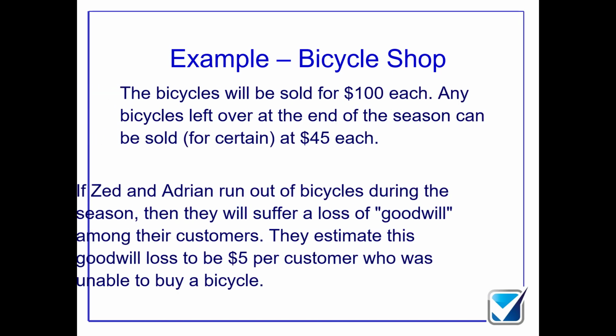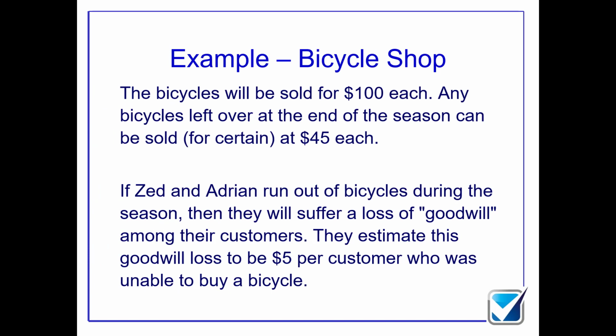The bicycles will be sold for $100 each, and any bicycles left over will effectively be scrapped at a value of $45. So they're buying them for potentially up to $70, but they can sell them for $100 or scrap them for $45. If Zed and Adrian run out of bicycles during the season, they will suffer a loss of goodwill among their customers as customers get upset, and they estimate that this will lead to a loss of $5 per customer who doesn't get exactly what they wanted. So quite a difficult situation for Adrian and Zed to work out.